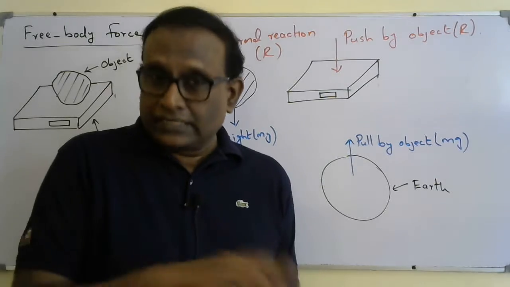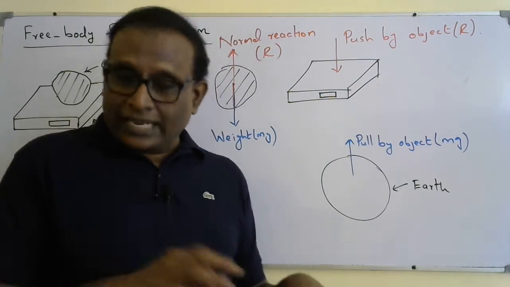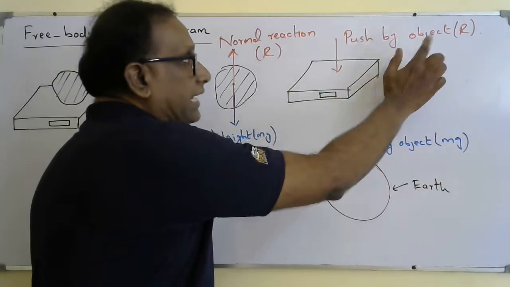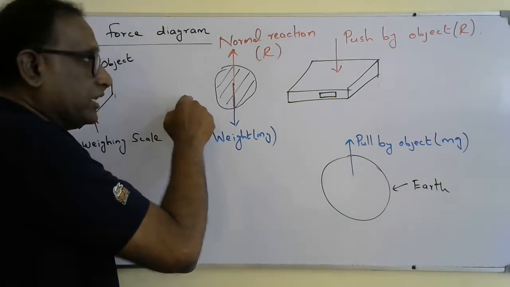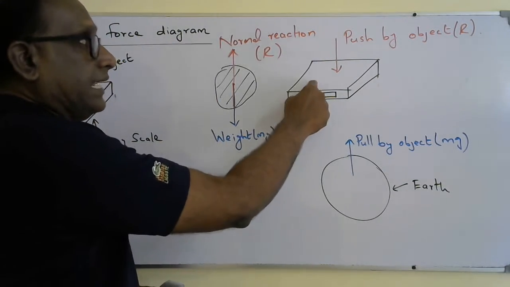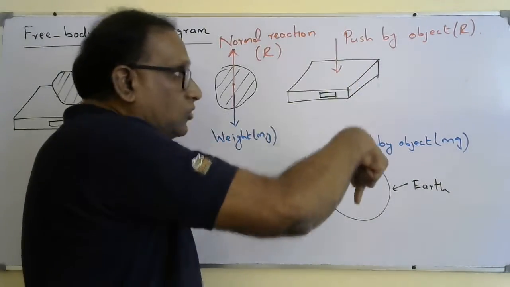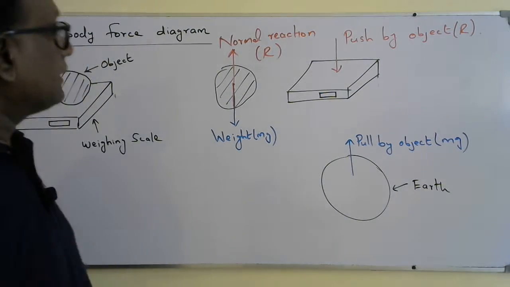It could be equal to the weight. We'll come to that point later when I think about Newton's second law, and I'll do a few questions on that. But here I can say the weighing scale reads the push by the object. The weight of the object will act on the object. So the force acting on the weighing scale downwards is the push by the object. That will be read by the weighing scale.